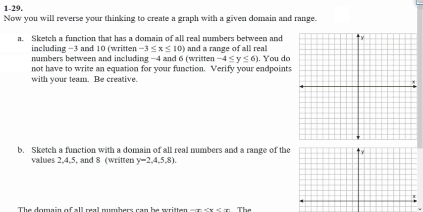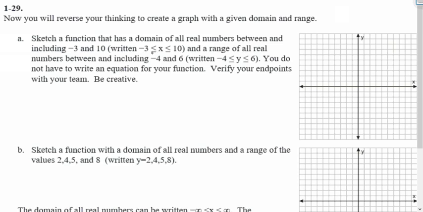So if your domain says it goes from -3 to 10, it has to include -3, it has to include 10, and everything in the middle. You can't just go from 0 to 5. It has to fit all of those different values. And the same thing with your range. You also have to be really careful whether it equals it or not. Sometimes it might not equal it.